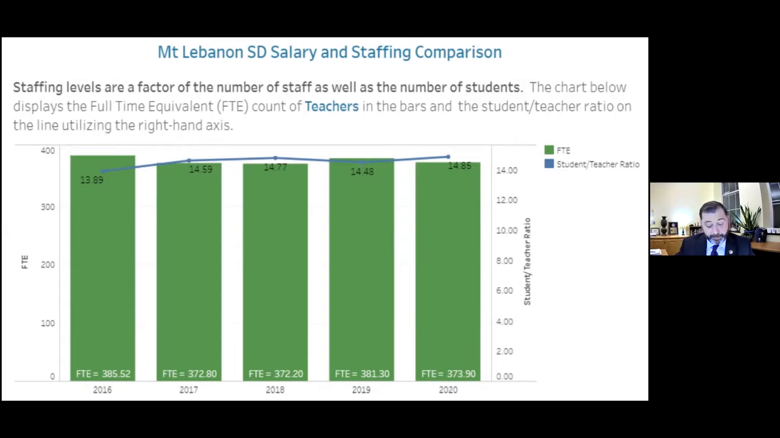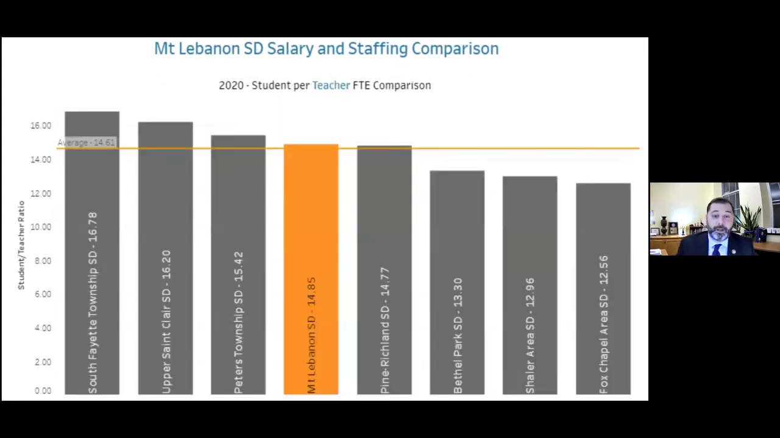We currently have about 437 members in our CBA. However, that includes nurses, counselors, librarians, special education teachers. These FTEs focus on classroom teachers. So comparatively speaking, these are some local comparators that we benchmark ourselves against here. And as you can see, we fall right in the middle as far as student per teacher FTE comparison at 14.85.